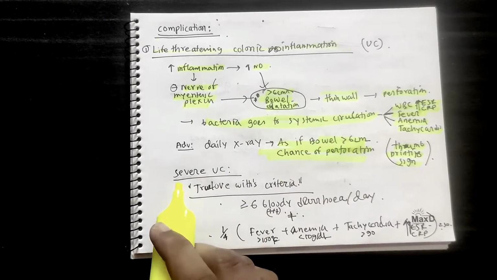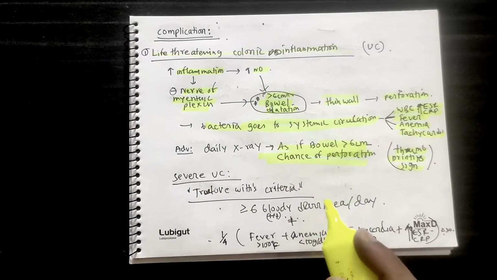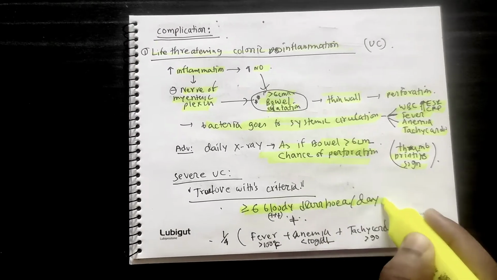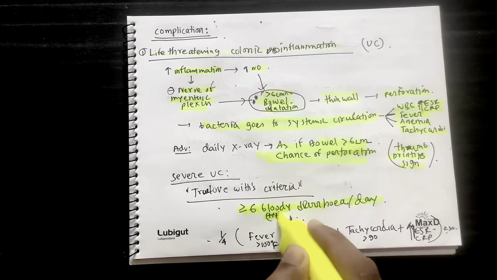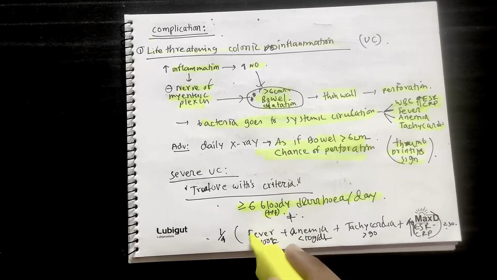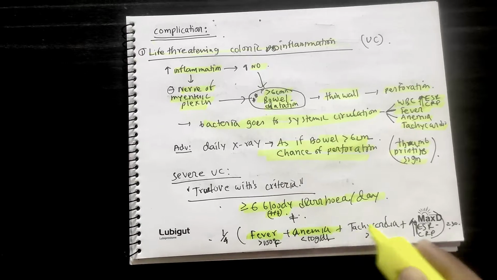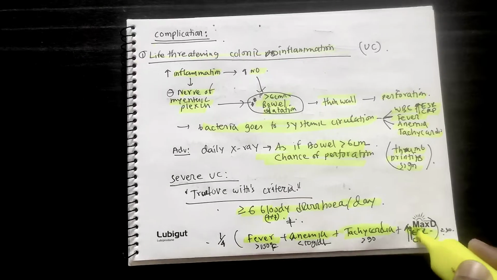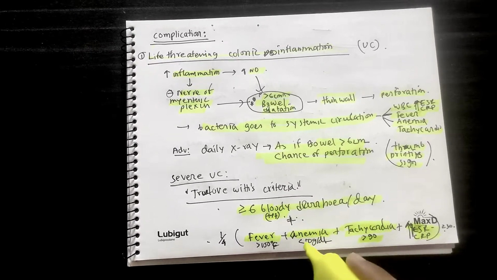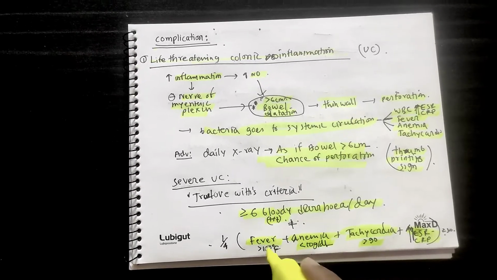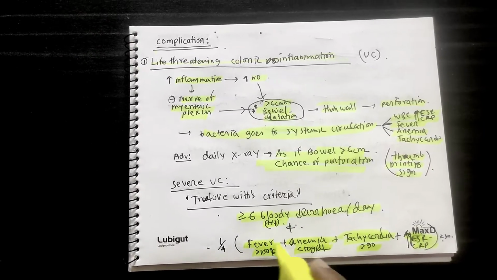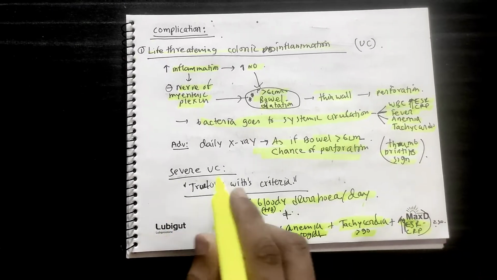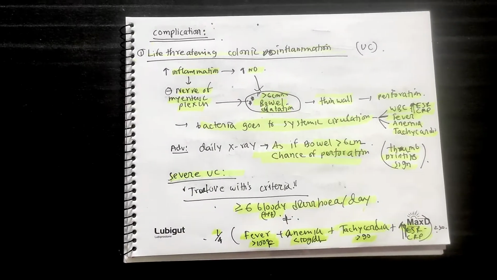Now when do we call it severe ulcerative colitis? There is a criteria, the Truelove-Witts criteria. If the patient has more than 6 times bloody diarrhea per day, and within FAT, fever, anemia, tachycardia and ESR-CRP, that is increased ESR and CRP, tachycardia more than 90 beats per minute, anemia with hemoglobin less than 10 gram per dL, fever more than 100 degrees Fahrenheit, if there is presence of one of these 4 and this point is also present, then it is called severe ulcerative colitis.